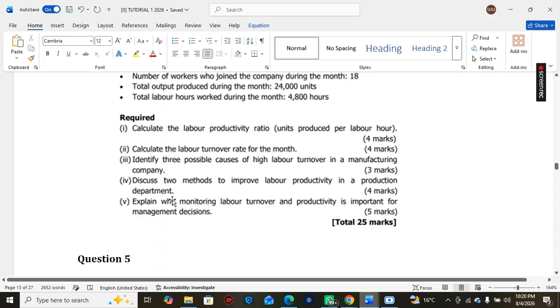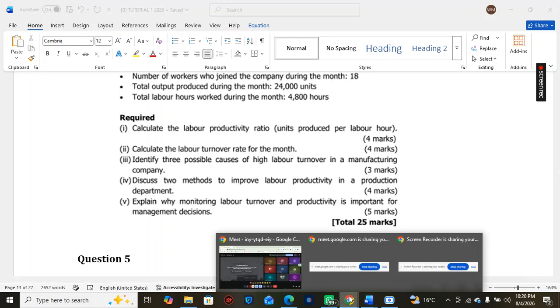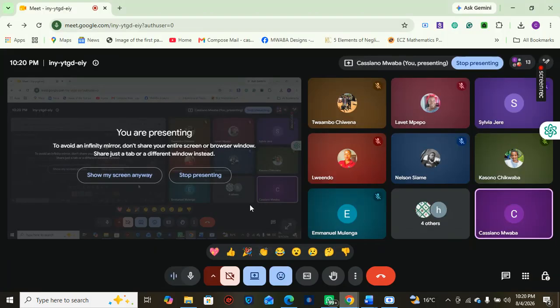Okay, so explain why monitoring labor turnover and productivity is important for management decisions. So, colleagues, why is it important for a business to monitor the labor turnover rate?